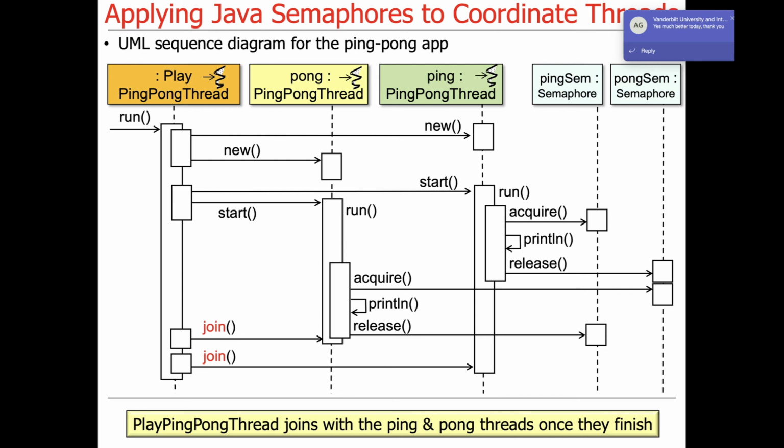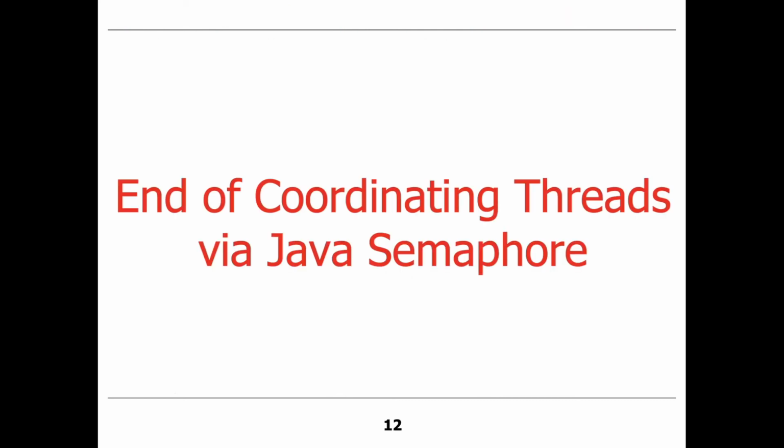When all the pinging and ponging is finished, then both the ping thread and the Pong thread go away, and the play ping pong thread, which has been waiting patiently, will have the barrier synchronization concluded, and it'll join with the results, and it's all finished. So that's the end of the example that shows how to coordinate threads using a Java semaphore.